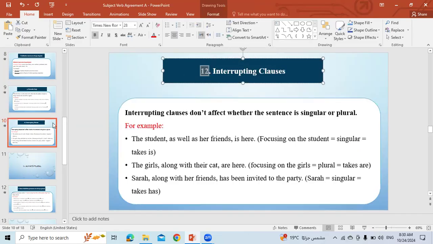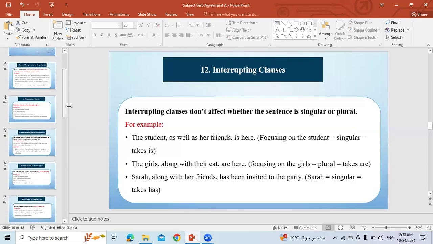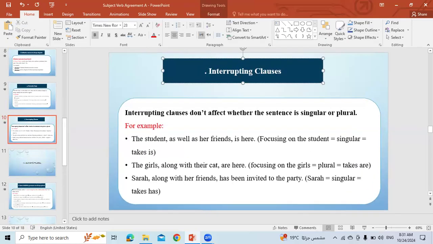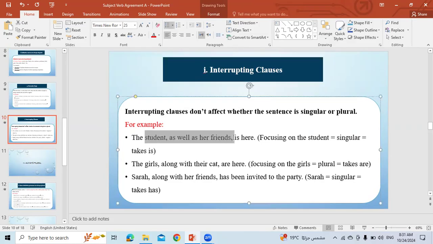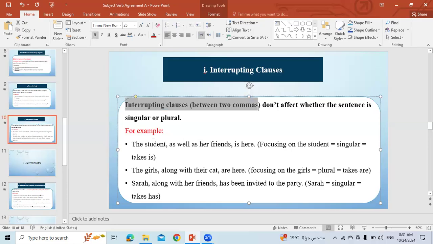Okay, so here we have E, F, G. Now it's I. This is something we want to talk about now. We have something called interrupting clauses. Simply, guys, any sentence that comes between 2 commas, we don't look at it. So any sentence between 2 commas, we delete. It's always singular.